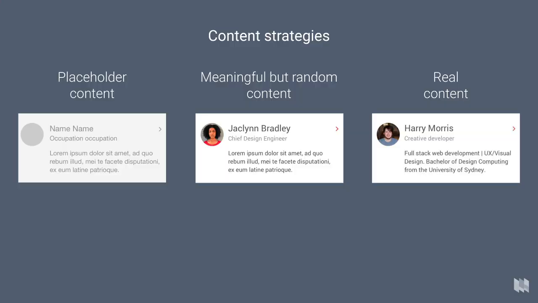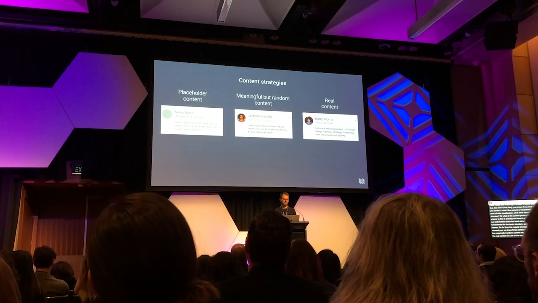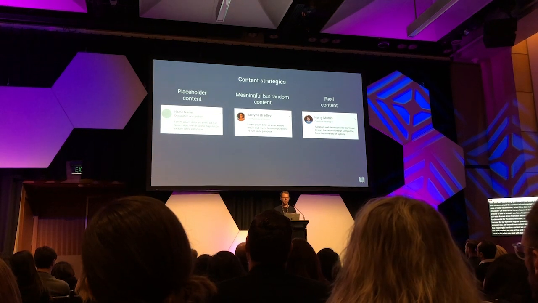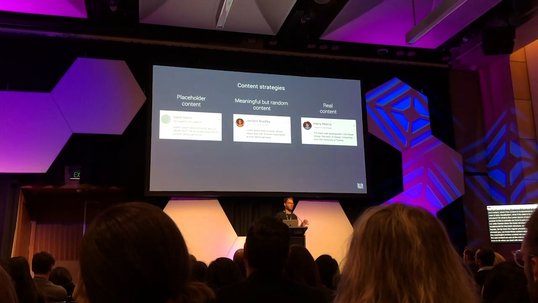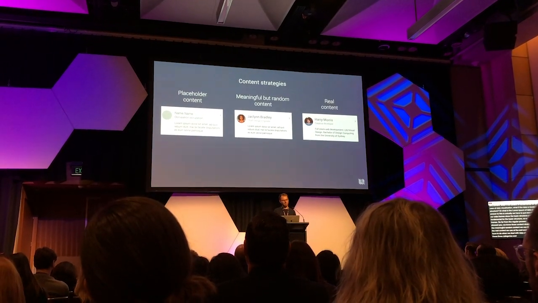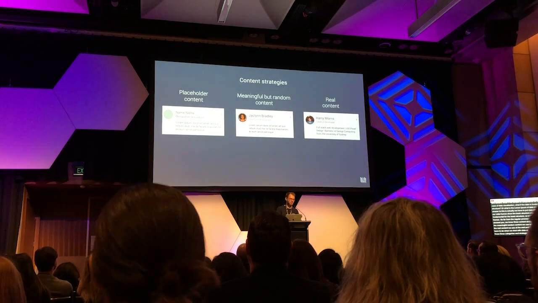So there's the placeholder content that we often use in wireframes, then the meaningful but random content we often use in the visual design phase, then the real content we usually use at the end in development. But I think when we deal with data visualization, we have to apply these three content strategies in our wireframe stage. I mean, maybe not all three at the same time, but one of these three.